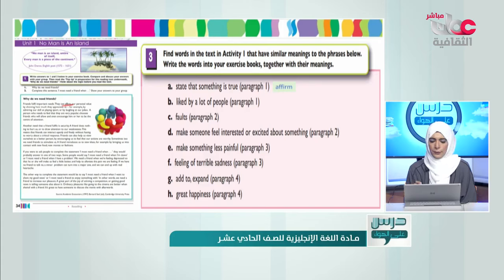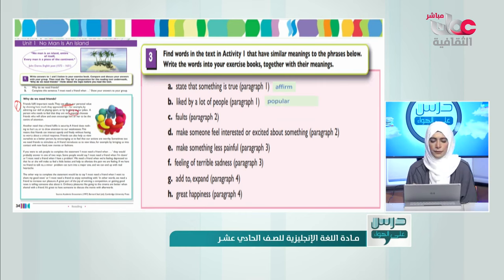Okay, move to P. Liked by a lot of people, also in paragraph number 1. Move through paragraph number 1 and try to check which one of the words refer to loved or liked by everyone. Here you have the answer in sentence number 4, paragraph number 1, which is popular.